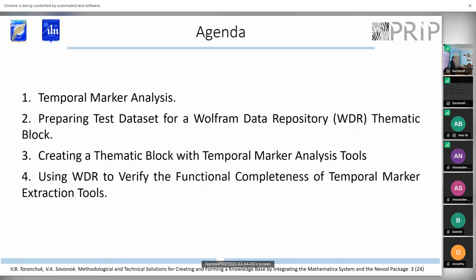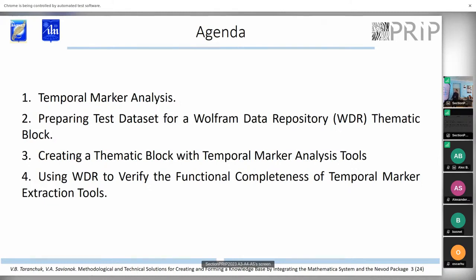Four major points today. First, we will talk a little about temporal markers analysis. Then we'll show you how the data can be prepared. We'll prepare the data set for the Wolfram Data Repository. It's a global repository, data that can be seen as a global knowledge base, and I will shorten this to WDR, correct?